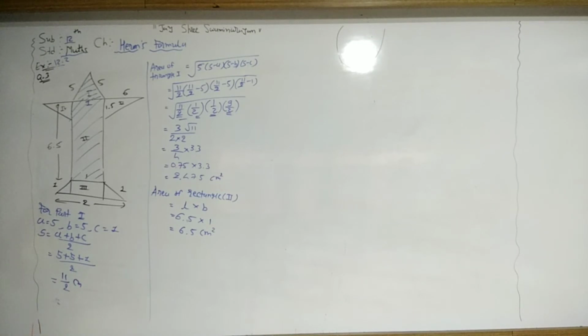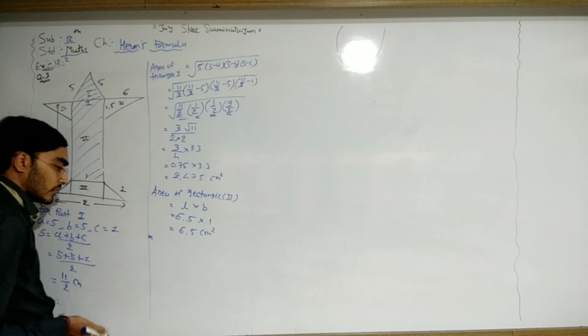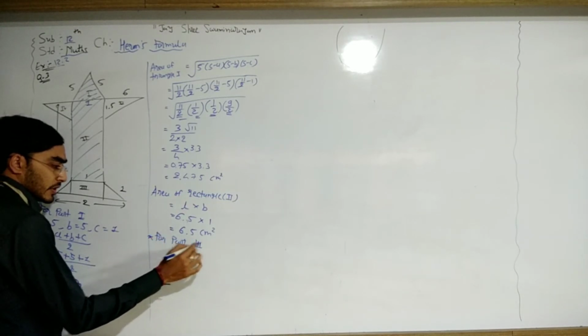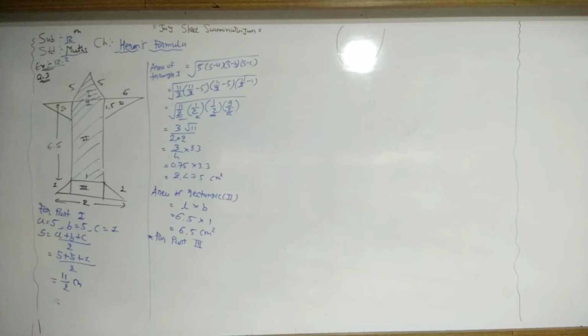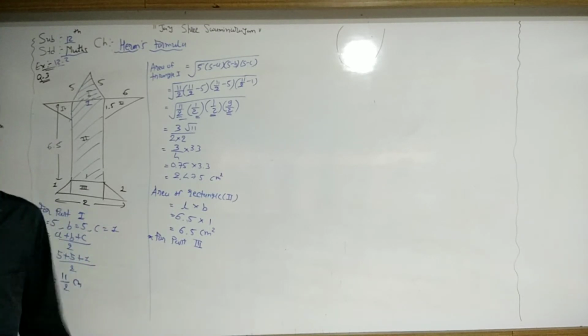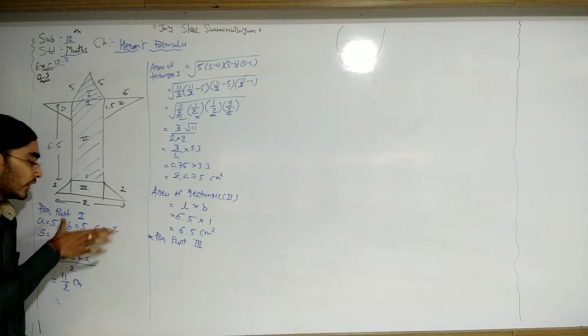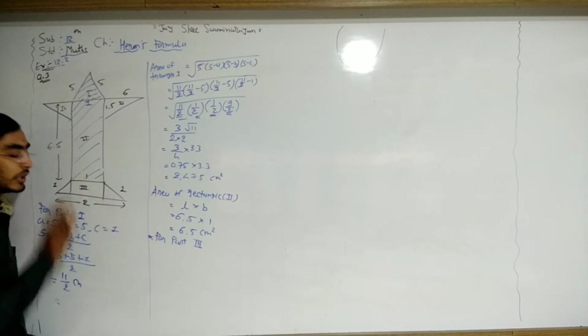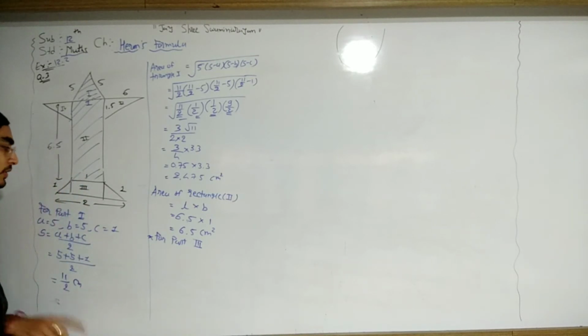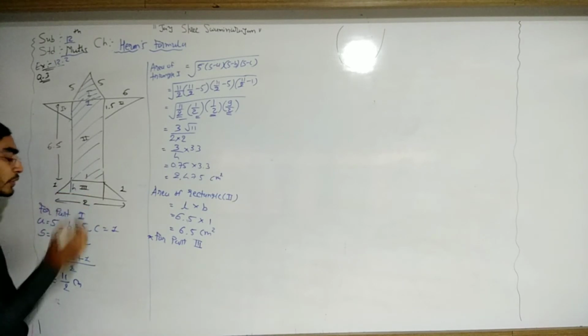Now we need to find the area of our third part. This is one trapezium. What is the formula for finding the area of a trapezium? Half into height multiplied by the sum of parallel sides. Here we know the parallel sides, 2 and 1, but the height is not given. So first of all we need to find this edge.